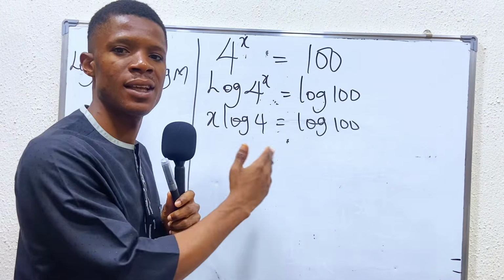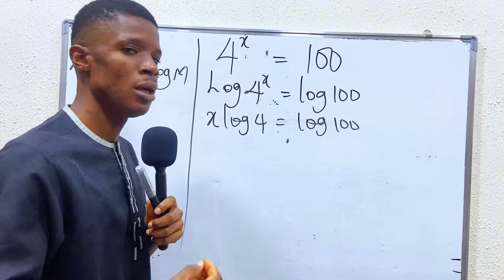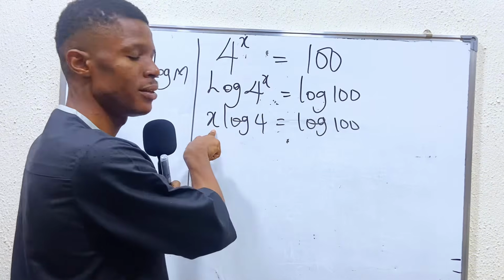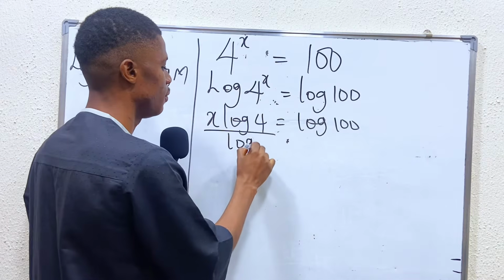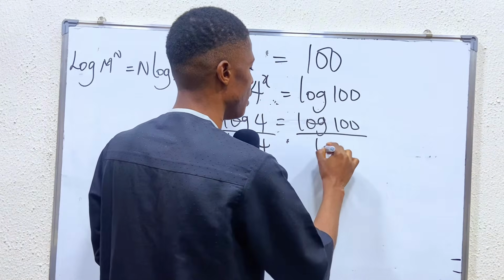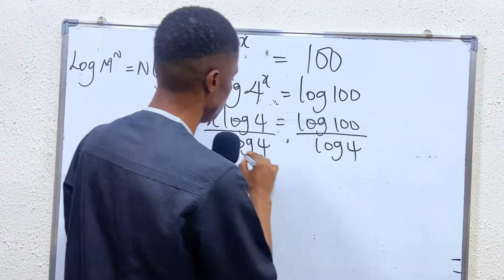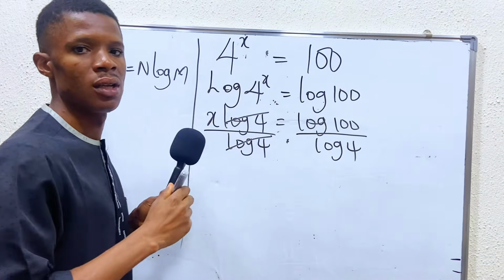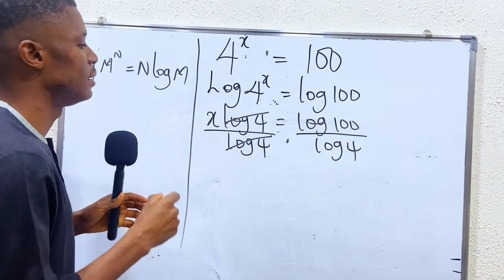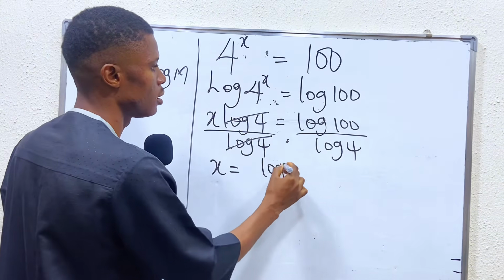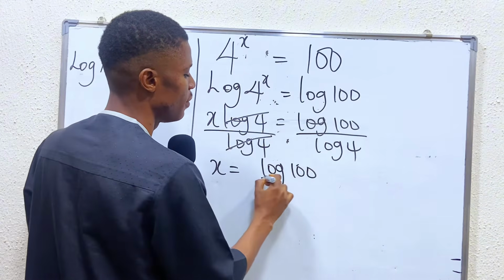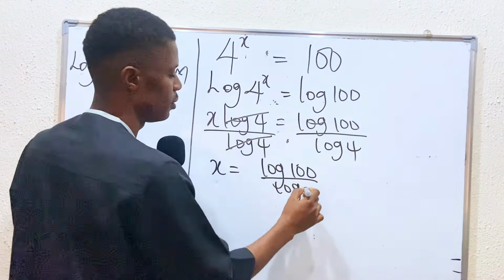At this point, we divide the left and the right hand side by log 4. Reason because we are actually looking for just the x. So if you divide by log 4, that log 4 will cancel out log 4, and that will be that x is equal to log 100 divided by log 4.